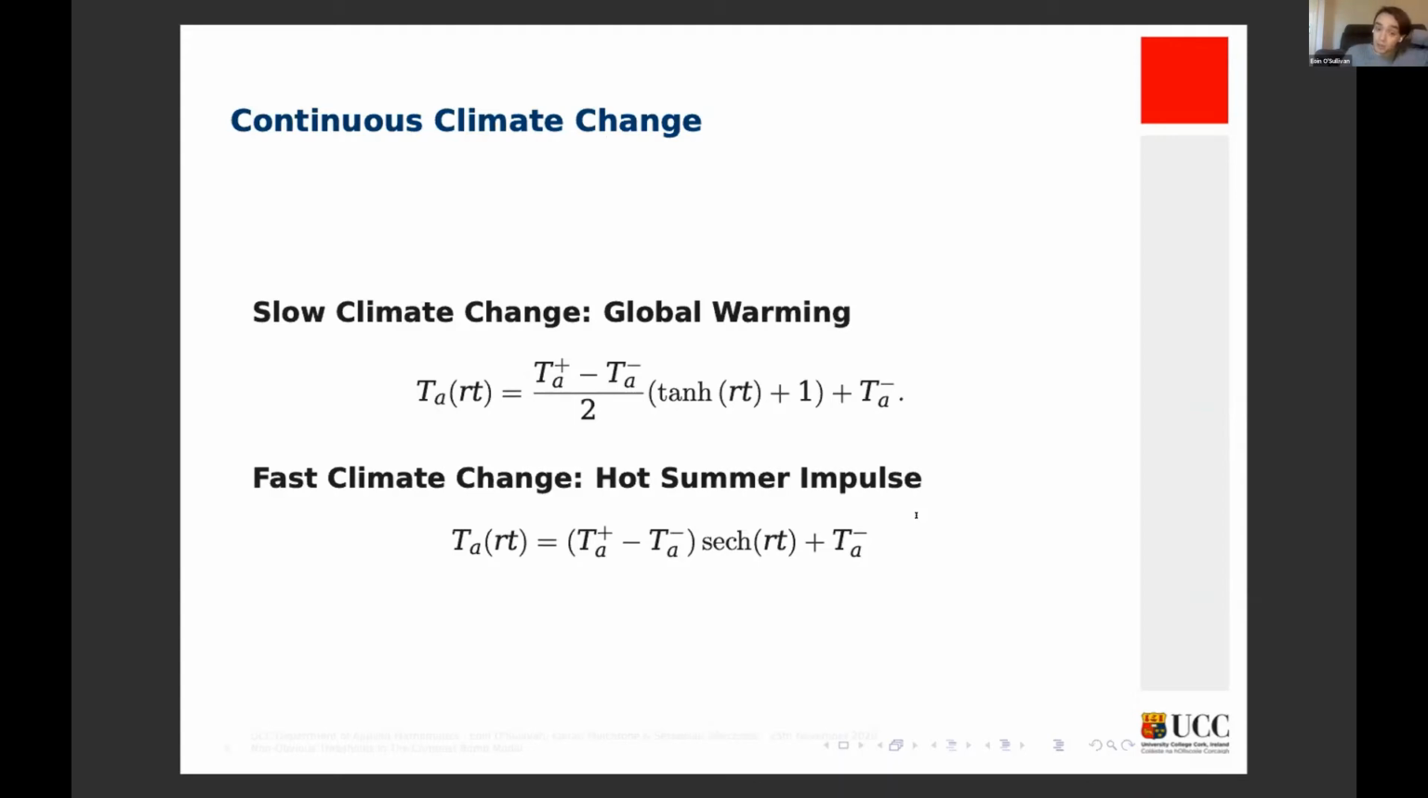The natural next stage is to look at it under different climate forcings, and we've taken this in 2 separate directions. The first is to look at it under a slow climate change. This was also looked at in the original Luke and Cox paper, which is just a global warming, but they looked at a constant temperature ramp, whereas we take it in a different direction and look at a tangent function which rises from some lower temperature TA minus to some higher temperature TA plus. The second scenario is a fast climate change scenario, a hot summer impulse. We have this Setch function, which, like our microbial respiration function, is a little bump from TA minus to TA plus, to understand what would happen to the model under extreme weather scenarios.